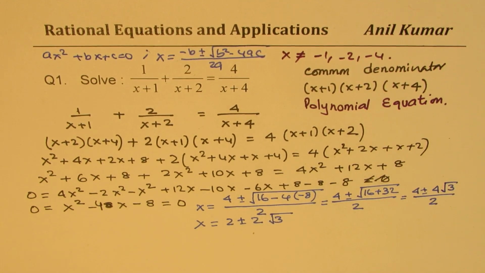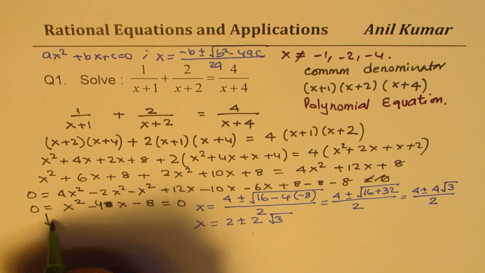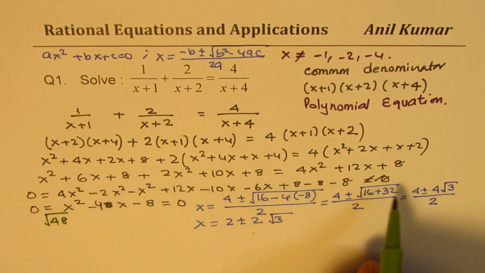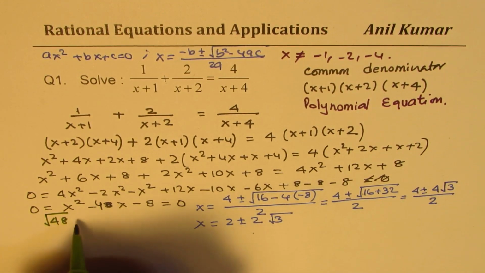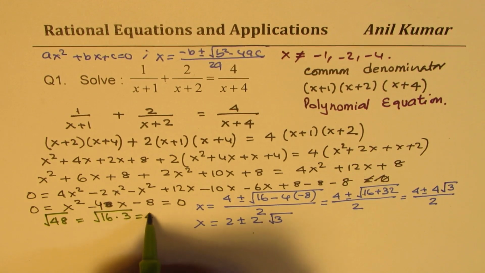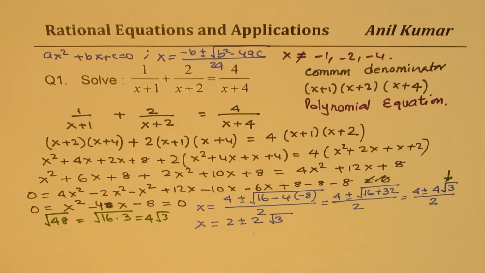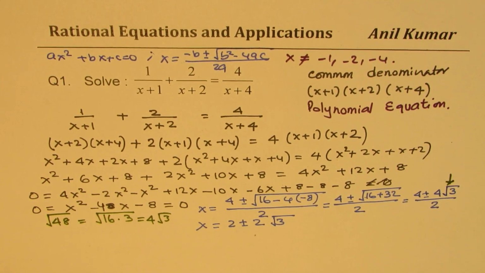Now let me write on this side what I did here for square root 48, right? So square root 48, which is 16 times 3, I wrote this as the square root of 16 times 3, which is 48. The square root of 16 is 4, so I got 4 square root 3, correct? So that is how I got this term 4 square root 3. I hope that makes sense, correct?